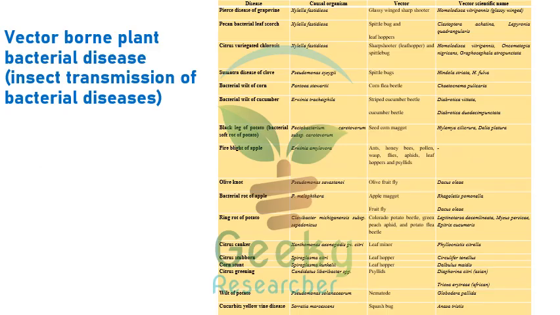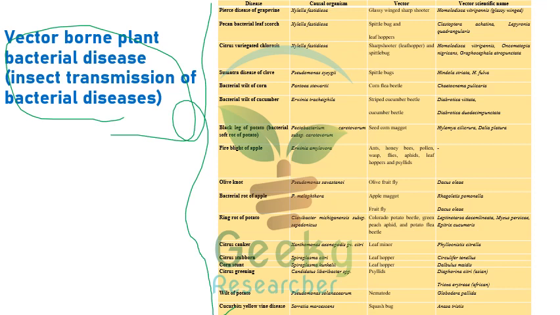Vector borne bacterial diseases. As I told you, most of the vectors are involved in the transmission of viral diseases, but for fungi it is very rare, and for bacteria also very rare. But we will see the different kinds of bacteria that are transmitted by vectors. Pierce's disease of grapevine, that is Xylella fastidiosa, I told you is transmitted by a vector called the glassy-winged sharpshooter. The scientific name is Homalodisca coagulata, now called Homalodisca vitripennis.